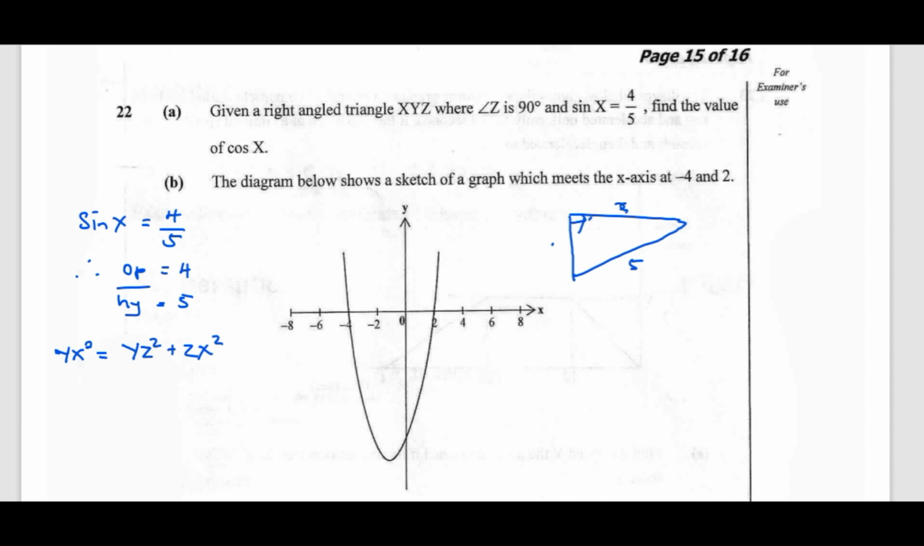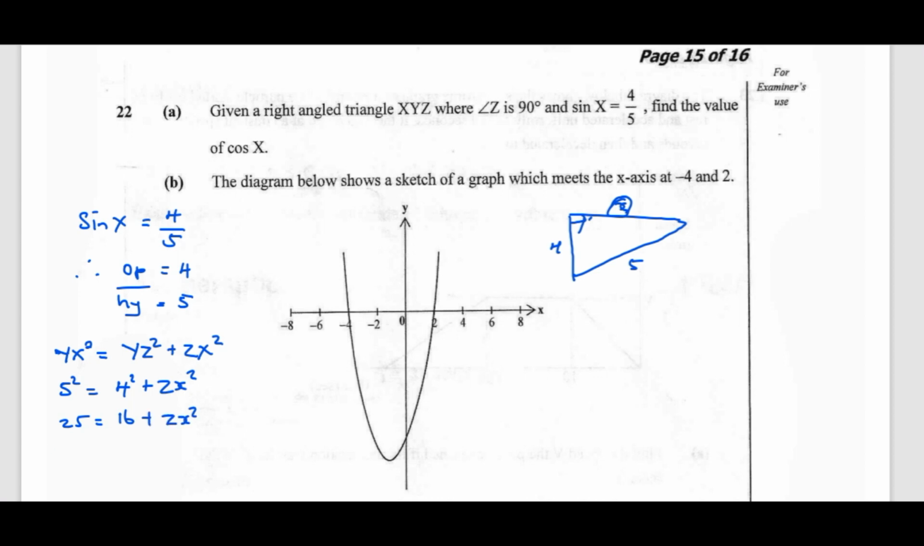So this side we don't have. Here it is 4, but this side we don't have. So how do we find this side? By using the formula of Pythagoras theorem. We would say yx, always this is the hypotenuse, is equal to yz. So yz squared is equal to 4 squared plus zx squared, and here it is 25 is equal to 16 plus zx squared.